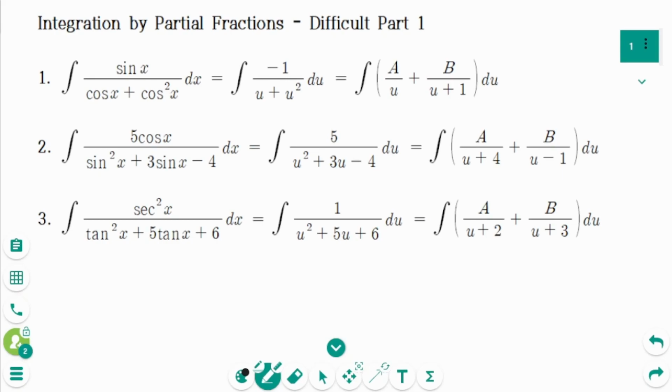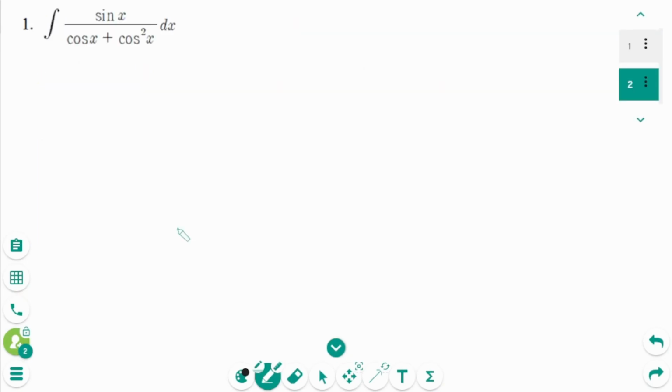This video will cover difficult questions part 1 regarding the topic of integration by partial fractions. The problems to be integrated this time do not seem to be related to partial fractions. However, if we change the shape of the rational function using substitution, we find that it can be expressed as partial fractions. Question 1. Use u substitution.